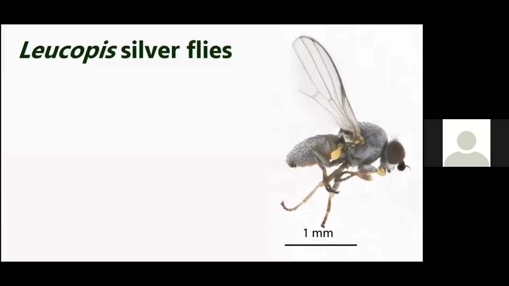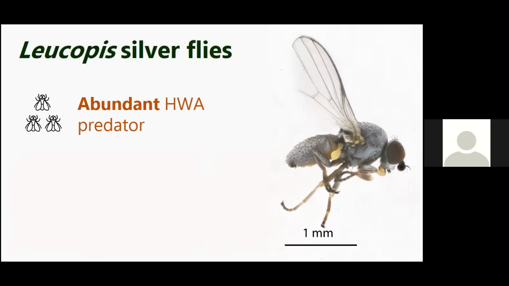The other species that we work with are Leucopus silverflies. So we work with two closely related species of silverfly, Leucopus argenticalis and Leucopus pinnaperta. And silverflies are extremely abundant, maybe the most abundant predator of HWA. These are also Pacific Northwest natives, so we are collecting them from the US and Canadian Pacific Northwest. And this species eats HWA eggs.